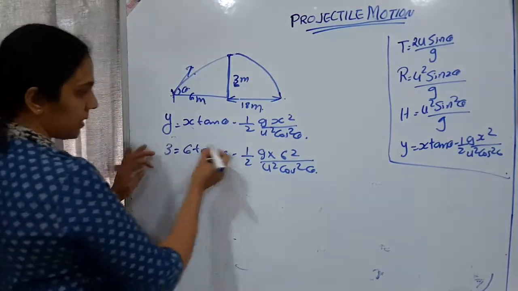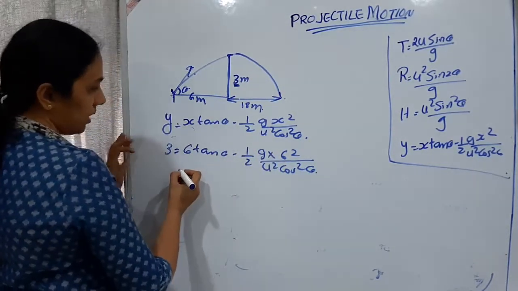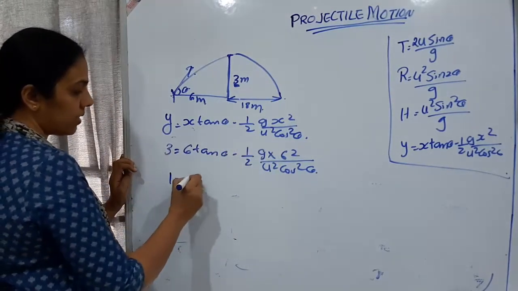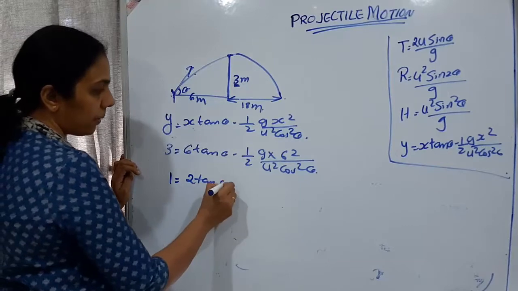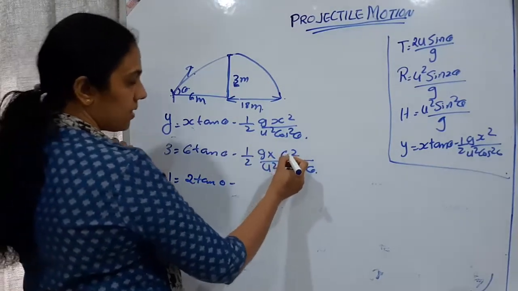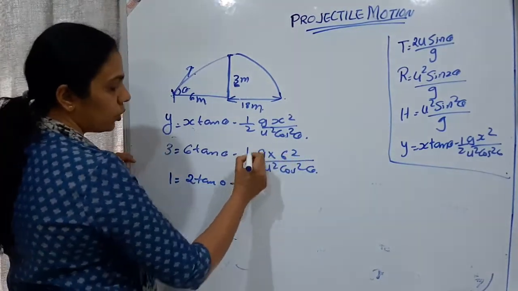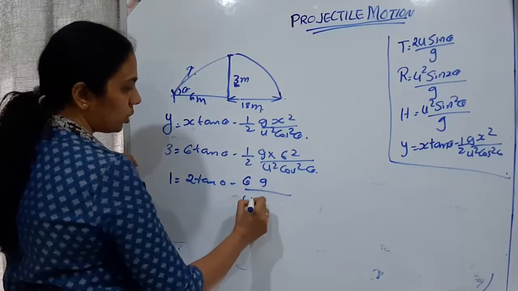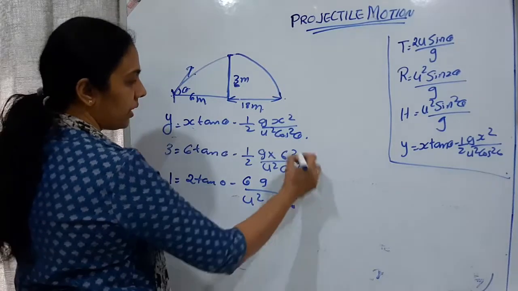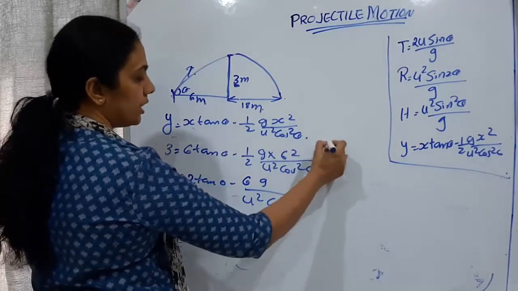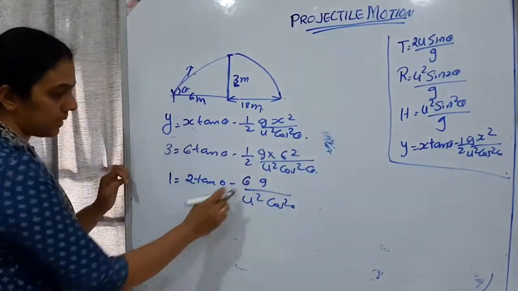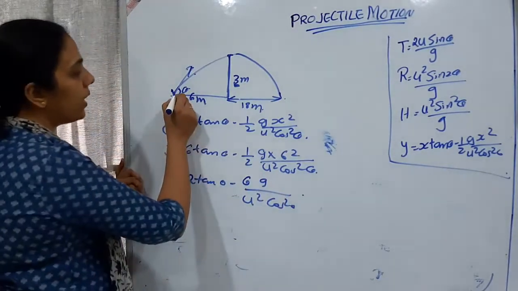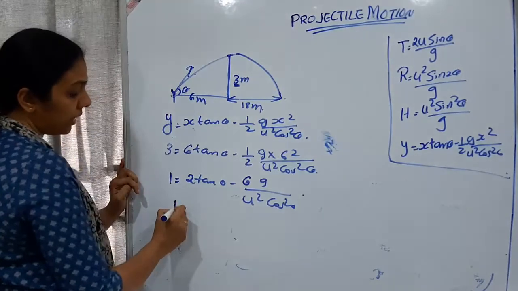So here we can substitute the value, that is 3, and divide it by 3. That gives 2 tan theta minus 36 divided by 3, that is 12, by 2, that is 6 g by u square cos square theta. Now next, we know the value of the range.